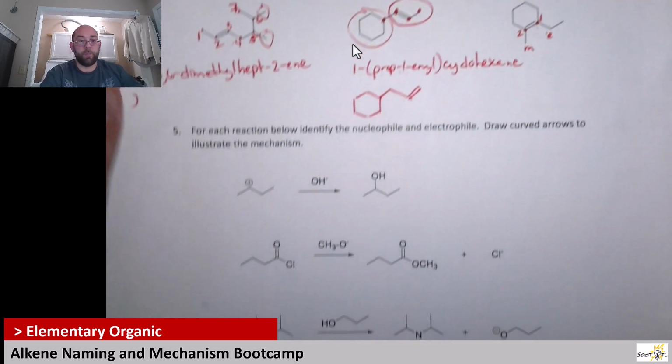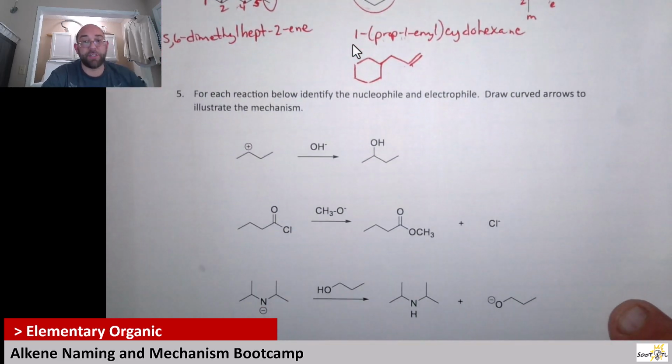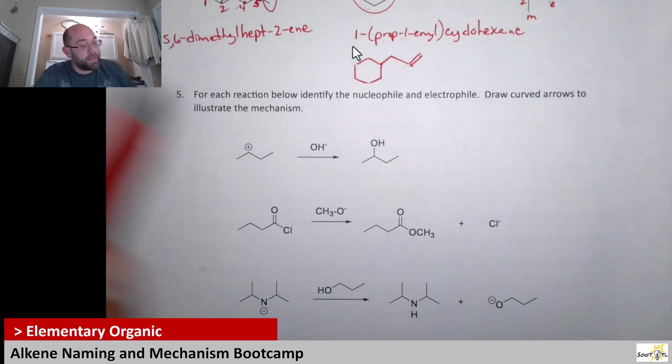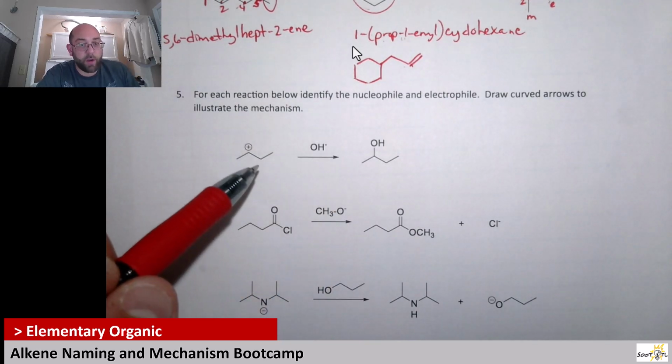All right, next up we have some reactions. Now I've given you the reactants and the products, right? And so from here you have to identify the nucleophile, you have to identify the electrophile, and then you have to put in curved arrows to actually illustrate the mechanism. So in this case, you really just have to recognize what's going on here, right?